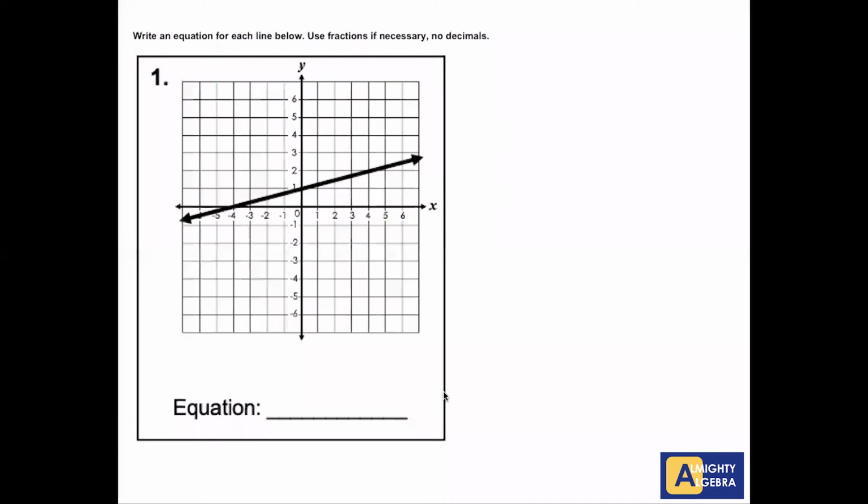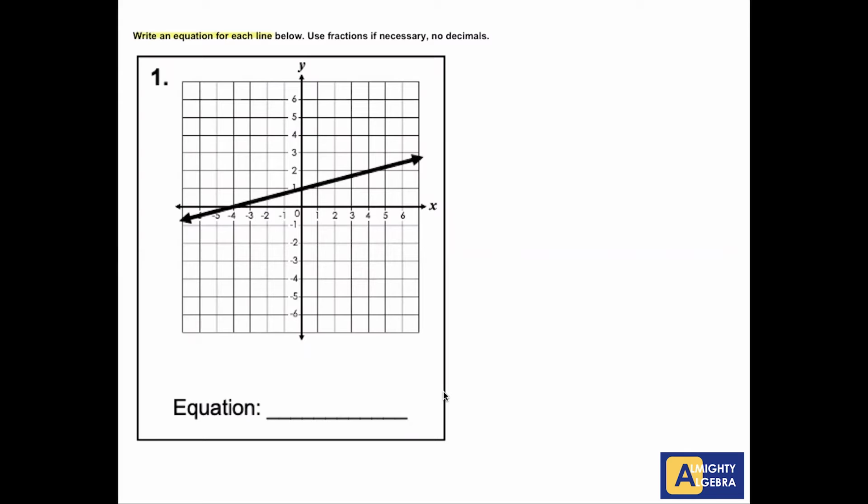The first example that I'm going to work out for you is going to be number 1. The directions for number 1 say to write an equation for each line below. Use fractions if necessary, no decimals. The directions state to write an equation for each line.